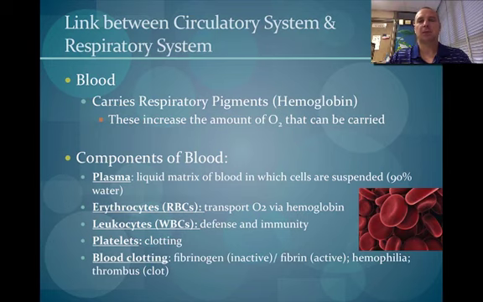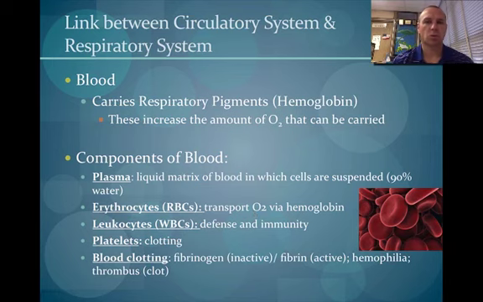The blood carries respiratory pigments. Hemoglobin is one of those, which causes it to be able to carry oxygen more readily. Hemoglobin increases the amount of oxygen that can be carried, so hemoglobin is a good thing for us. All right, so the components of the blood, there are basically several components of the blood I need to mention real briefly, and the first one is plasma.